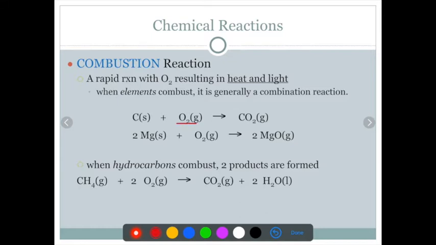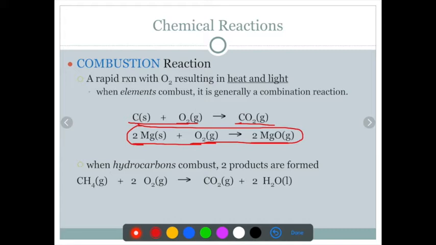So here we have O2, here we have O2, so we know we have a combustion reaction. But also, if you notice, we have two reactants going to one product. So this is a combustion reaction as well as a combination reaction. Same thing here, two reactants going to one product. And actually, this reaction right here is the one we'll be doing for our empirical formula lab.